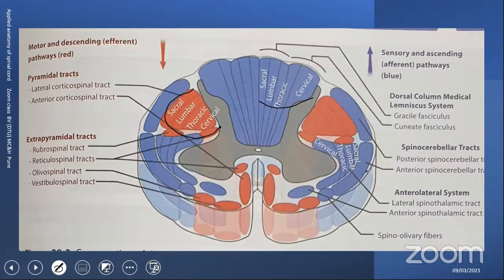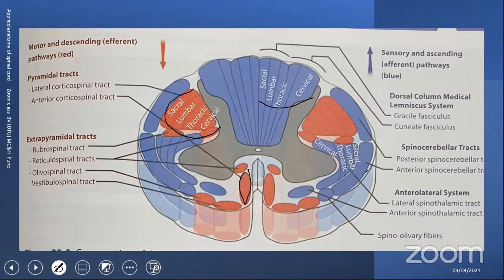You have some extrapyramidal tracts like the rubrospinal and reticulospinal tracts, and olivospinal and vestibulospinal tracts, and the anterior corticospinal tract is situated here, it is not crossed, and some fibers remain.